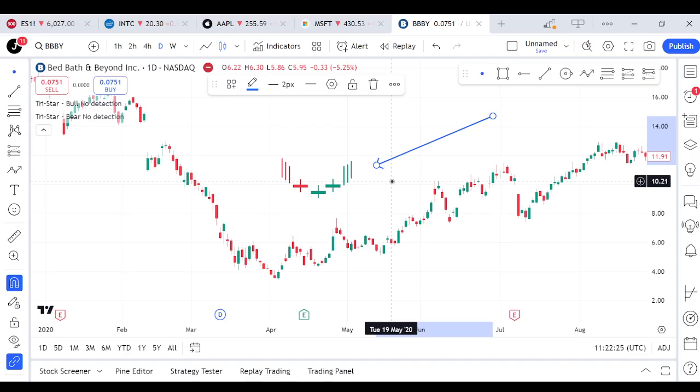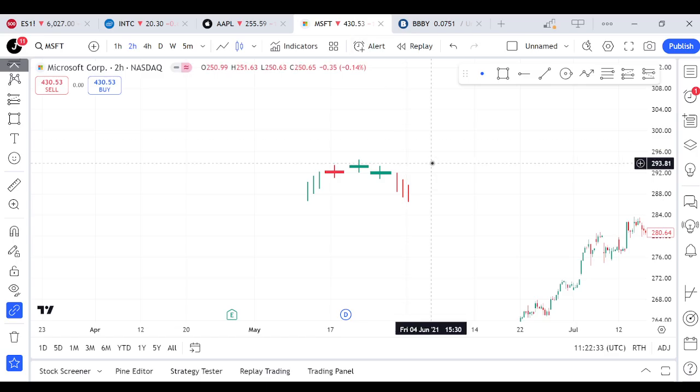Let's talk about the bearish 3-star pattern. The bearish 3-star pattern forms at the top of an uptrend, and the first doji appears after a strong upward move, followed by a second doji that gaps up, and then a third doji signaling potential selling pressure. This pattern suggests that buyers are losing momentum and the market may be preparing for a downward reversal.